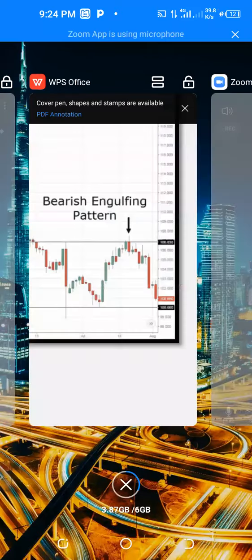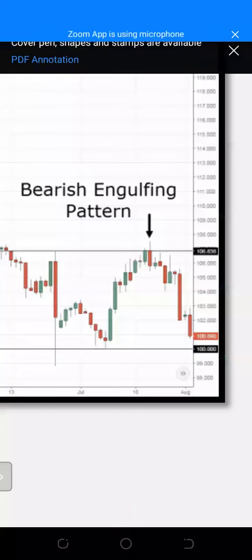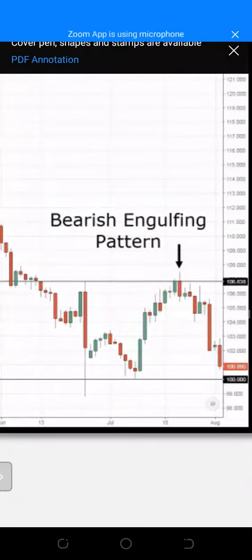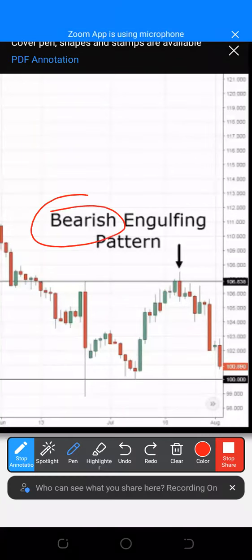Okay. So now this is another example of bearish engulfing pattern. Look at it. Bearish engulfing. I told you that it is what? Selling, abi? Selling. You can also call it downward.